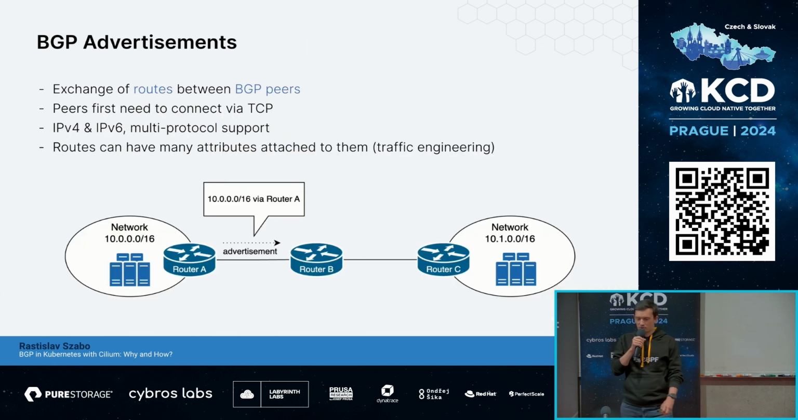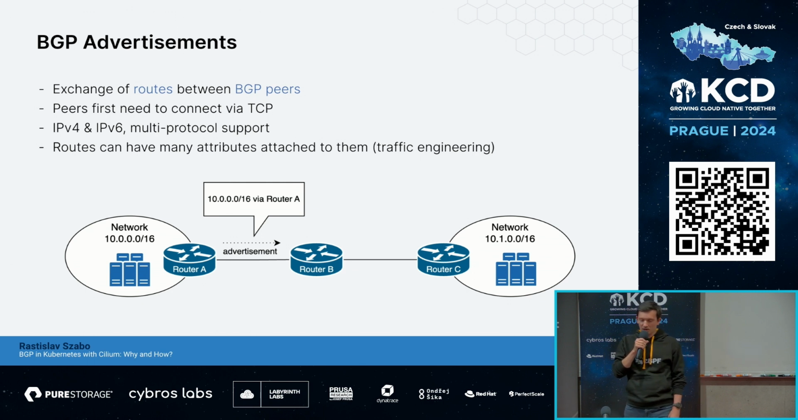The main reason for deploying BGP into a network is to exchange routes between routers, between BGP peers. Two routers first need to form a peering, so they need to connect via TCP, and through the TCP connection, they can exchange the routes. Those routes can be either IPv4 or IPv6 routes or some other network layer reachability information. And those routes can have many attributes attached to them, which can be very useful for some advanced traffic engineering or affecting the packet path towards the way you need it.